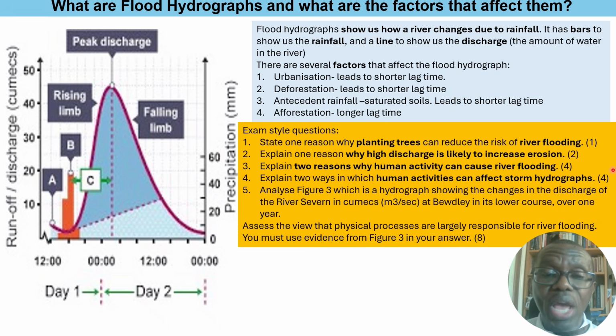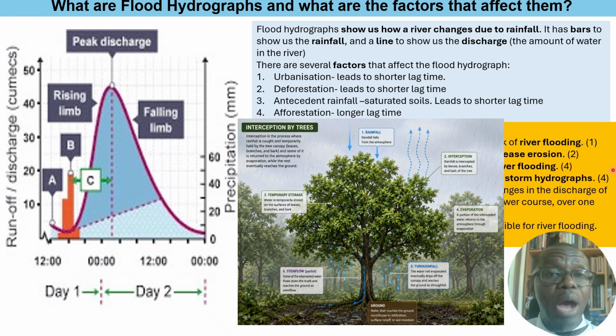Then finally, we have afforestation. Afforestation is obviously the opposite of deforestation. So with afforestation, you're planting trees, and when you plant trees, you will have more interception, you will have more absorption of water by those trees or that vegetation that you have planted, and therefore the lag time will be a lot longer, and the surface runoff will decrease, and that will reduce the flood risk in an area.